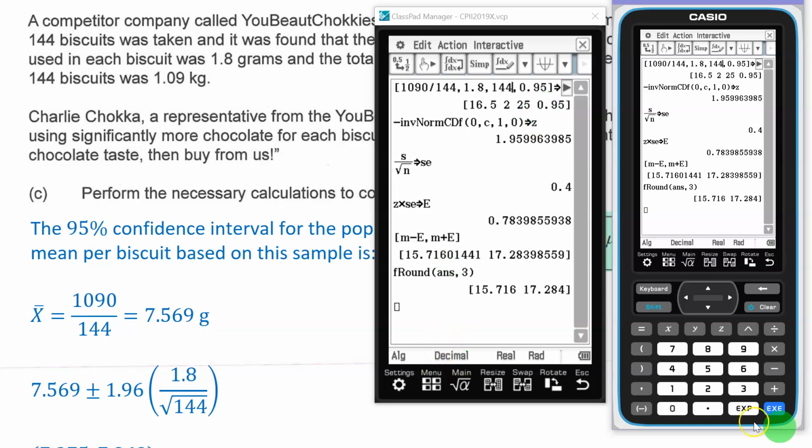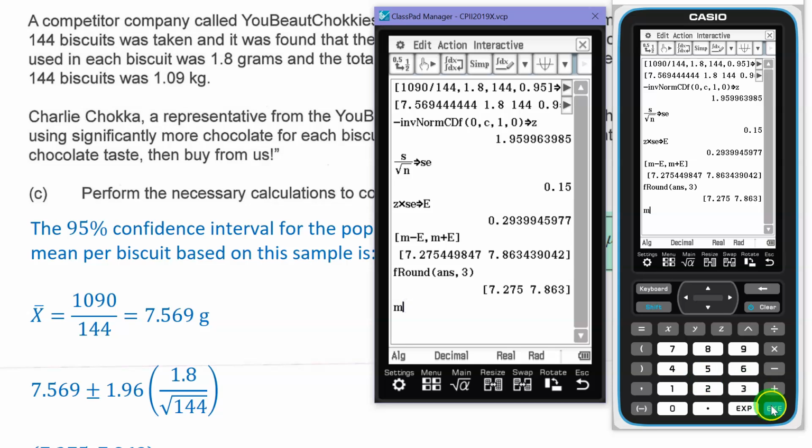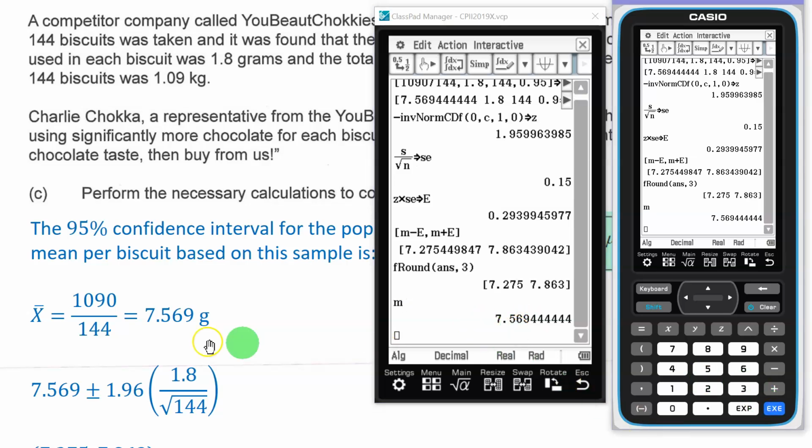So we're in decimal mode. We hit execute, and at the end of the screen we've got our confidence interval. Along the way, though, we can give the examiner something to give us some marks for. We did need the value of the mean, so I'll get that out on the bottom line here. The mean is 7.569 grams, so we'll give them that, and then the 7.569 plus or minus the margin of error, which came from the z-score multiplied by the standard deviation of the sampling distribution, 1.8 divided by the square root of 144, which comes out quite sweetly at 0.15.